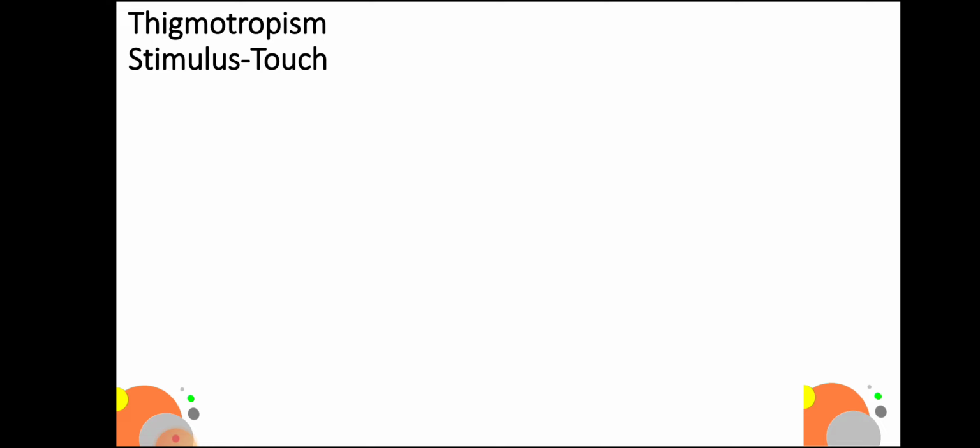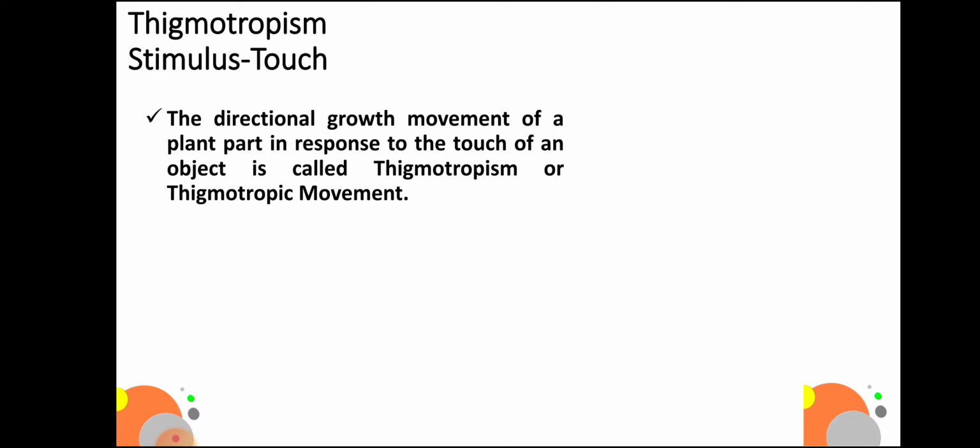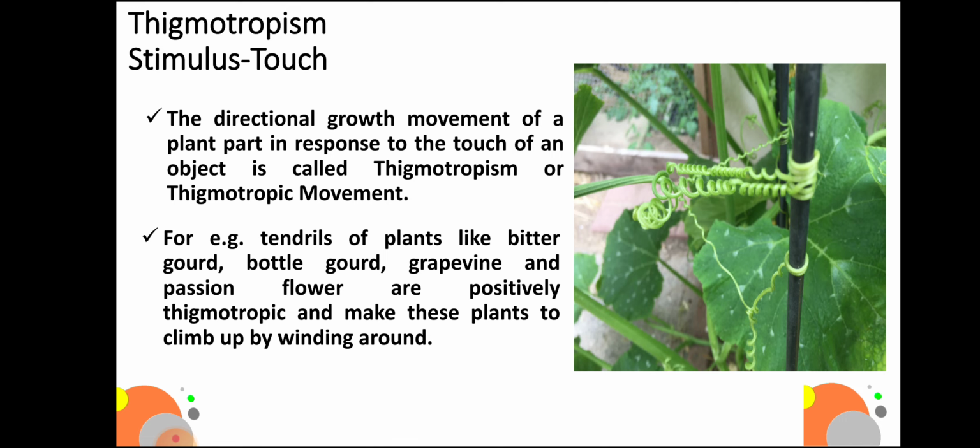The next type of tropic movement is thigmotropic movement. Here the stimulus is touch. The directional growth movement of a plant part in response to the touch of an object is called thigmotropism or thigmotropic movement. For example, tendrils of plants like bitter gourd, bottle gourd, grapevine and passion flower are positively thigmotropic and make these plants climb up by winding around.